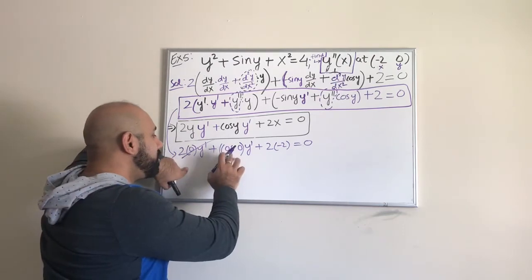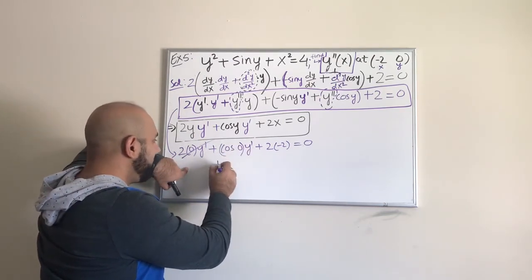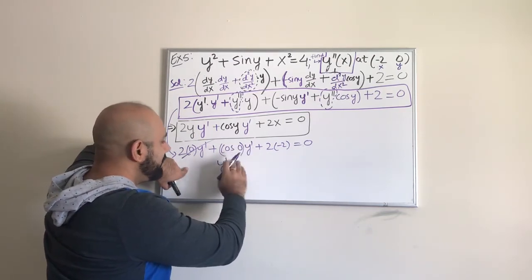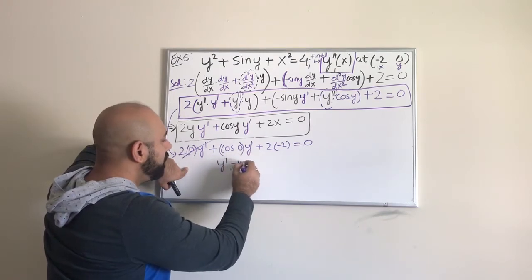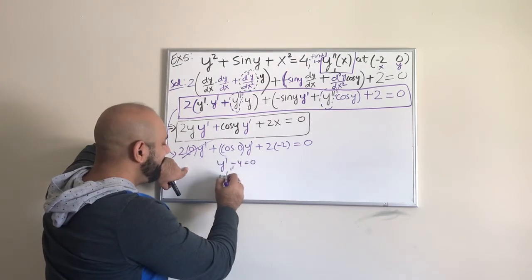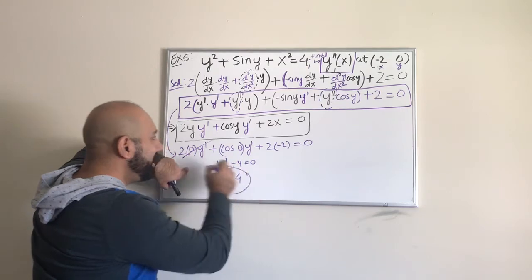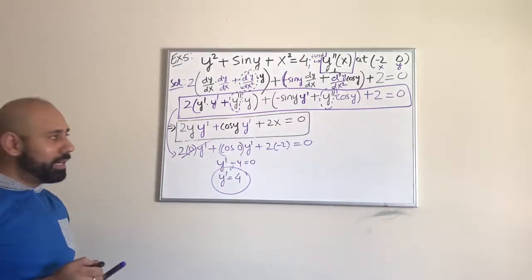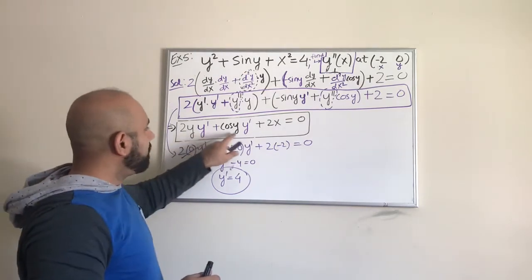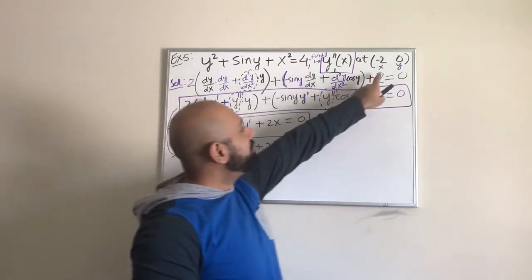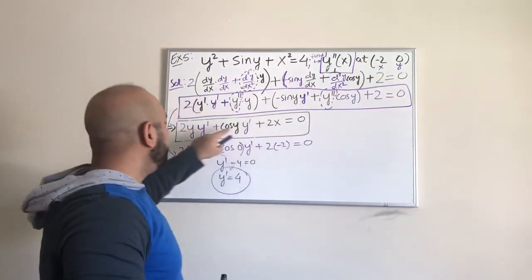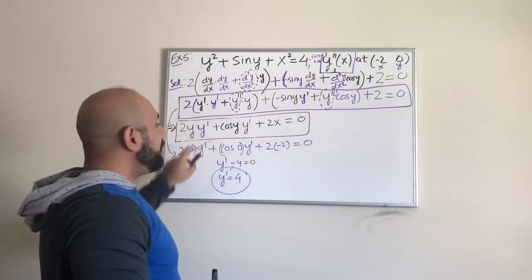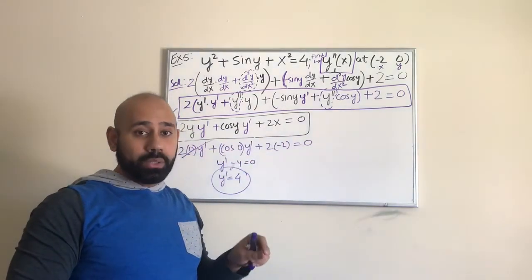So cosine of 0 is 1, 1 times y prime is just y prime, and that is going to be negative 4, and you can easily solve for y prime, so y prime is positive 4. So now I have the value for y prime as well from just substituting the given values for x and y in this equation. Again, it's an implicit function, implicit equation.